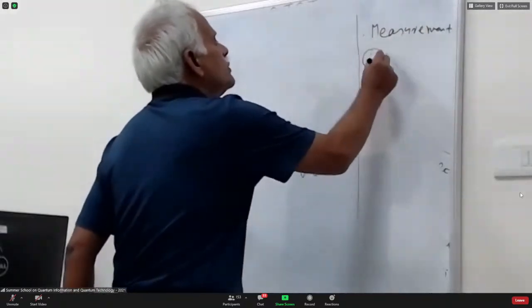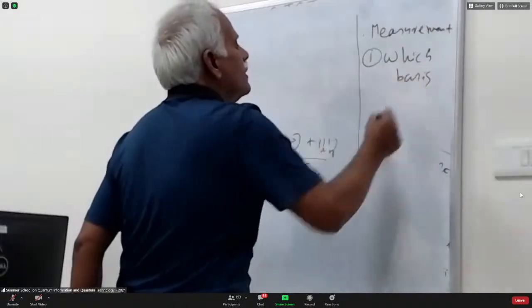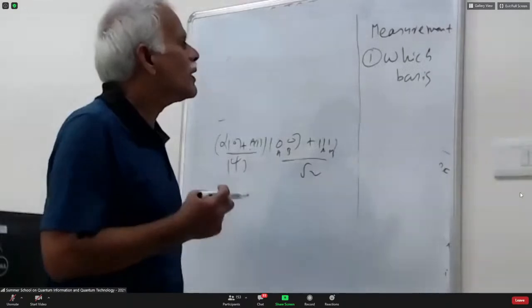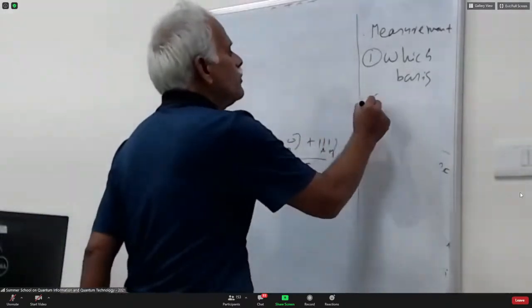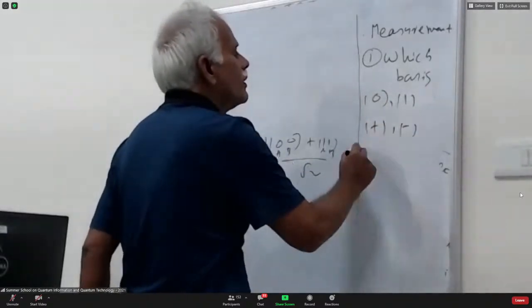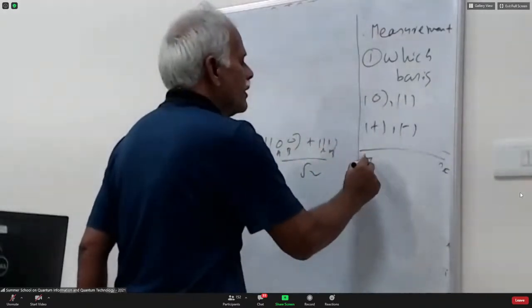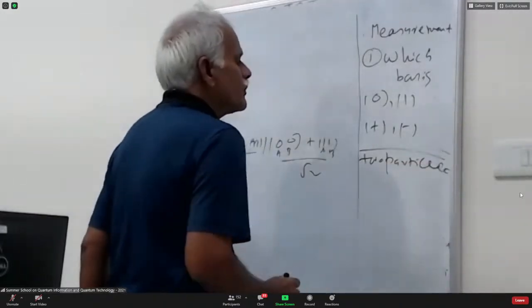First point: which basis? Namely, first of all, is it one particle or two particles? If it is one particle or two particles, what is the basis? In the case of one particle, for example, the basis could be 0, 1, or plus, minus. Fortunately, in this case, it is not one particle, it is two particles. In two particles, for example, what is the basis?